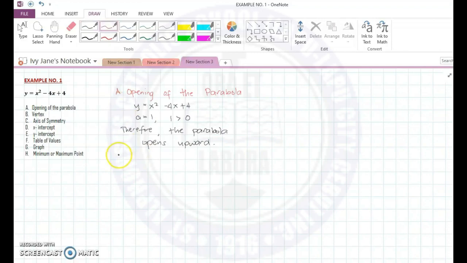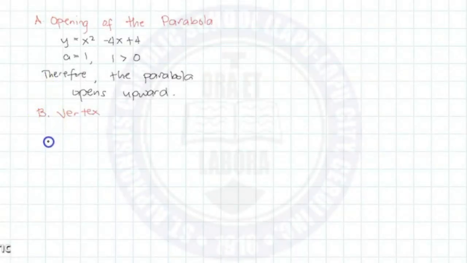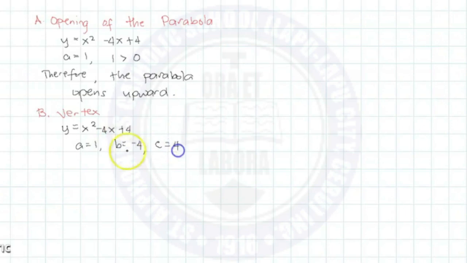Okay, next we need to find the vertex. In finding the vertex, class, we need to use the h, k formula. But before that, we need to identify first our a, b, and c. Our a here is 1, our b is -4, and our c is 4. And the formula for h is -b over 2a, and the formula for k is 4ac minus b squared over 4a.